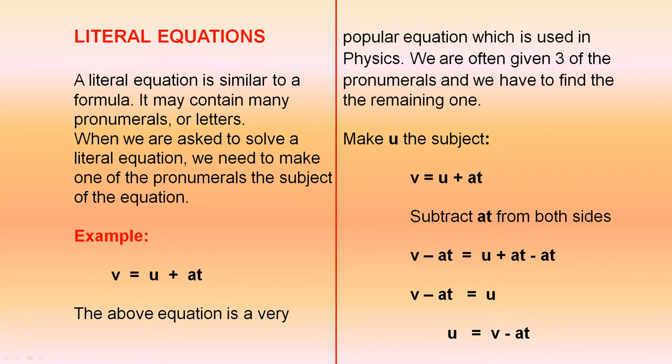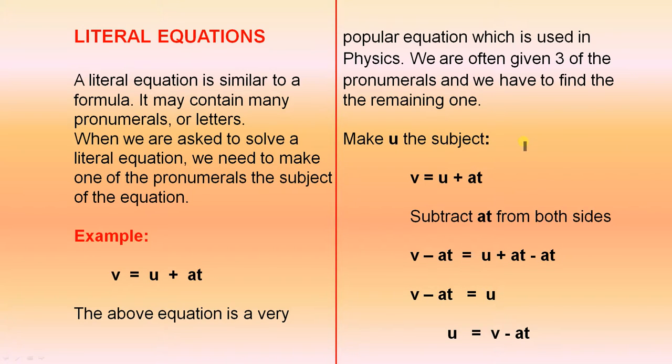Literal equations. A literal equation is similar to a formula. It may contain many pronumerals or letters. When we are asked to solve a literal equation, we need to make one of the pronumerals the subject of the equation. For example, let's look at the formula V equals U plus AT. So the above equation is a very popular equation which is used in physics. We are often given three of the pronumerals and we have to find the remaining one.